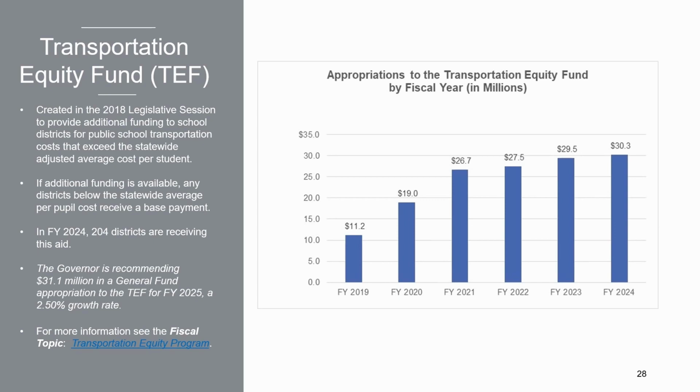Page 28. Transportation Equity Fund was created in the 2018 legislative session to provide additional funding to school districts for public school transportation costs that exceed the statewide adjusted average cost per student. The governor is recommending $31.1 million in a general fund appropriation to the Transportation Equity Fund for fiscal year 2025. This is based on a 2.5% growth rate. The code requires the funding to increase at the same rate of growth that is established for categorical funding. For more information, please see the fiscal topic, Transportation Equity Fund.